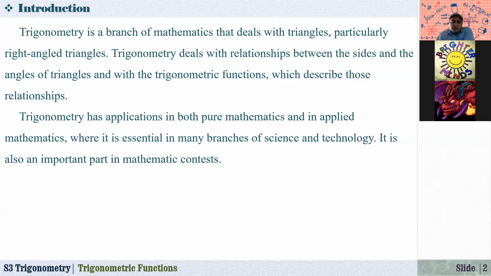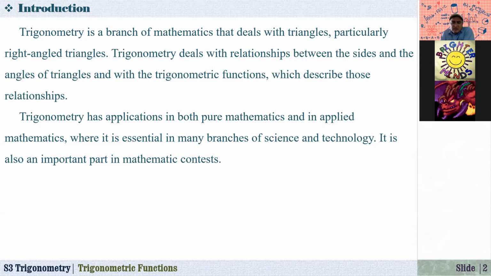A right angle triangle is also a triangle, that's why in general we can just use triangle. But here we define the trigonometric relations in a right angle triangle. So trigonometry deals with relationships between the sides and the angles of triangles, and with the trigonometric functions which describe those relationships. Trigonometry has applications in both pure mathematics and applied mathematics.